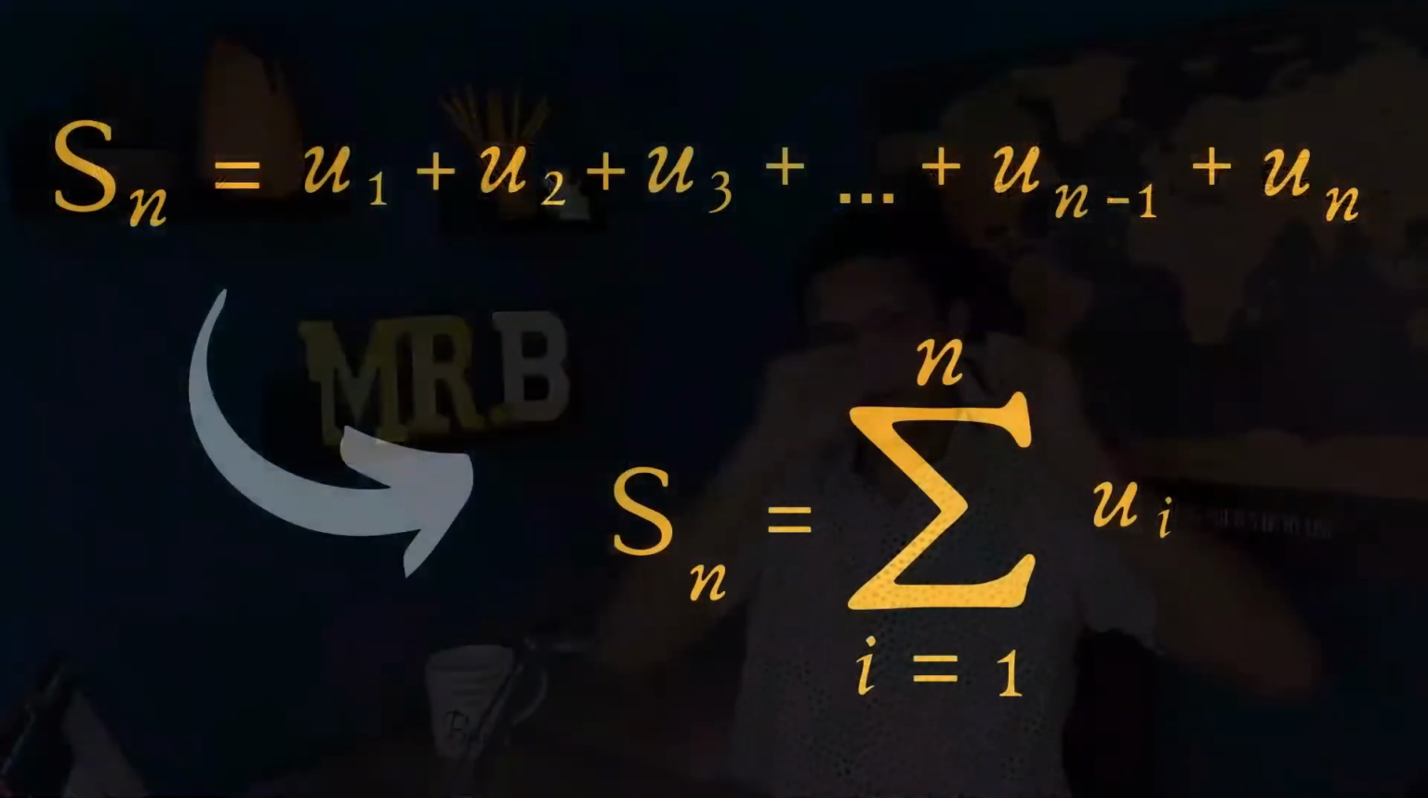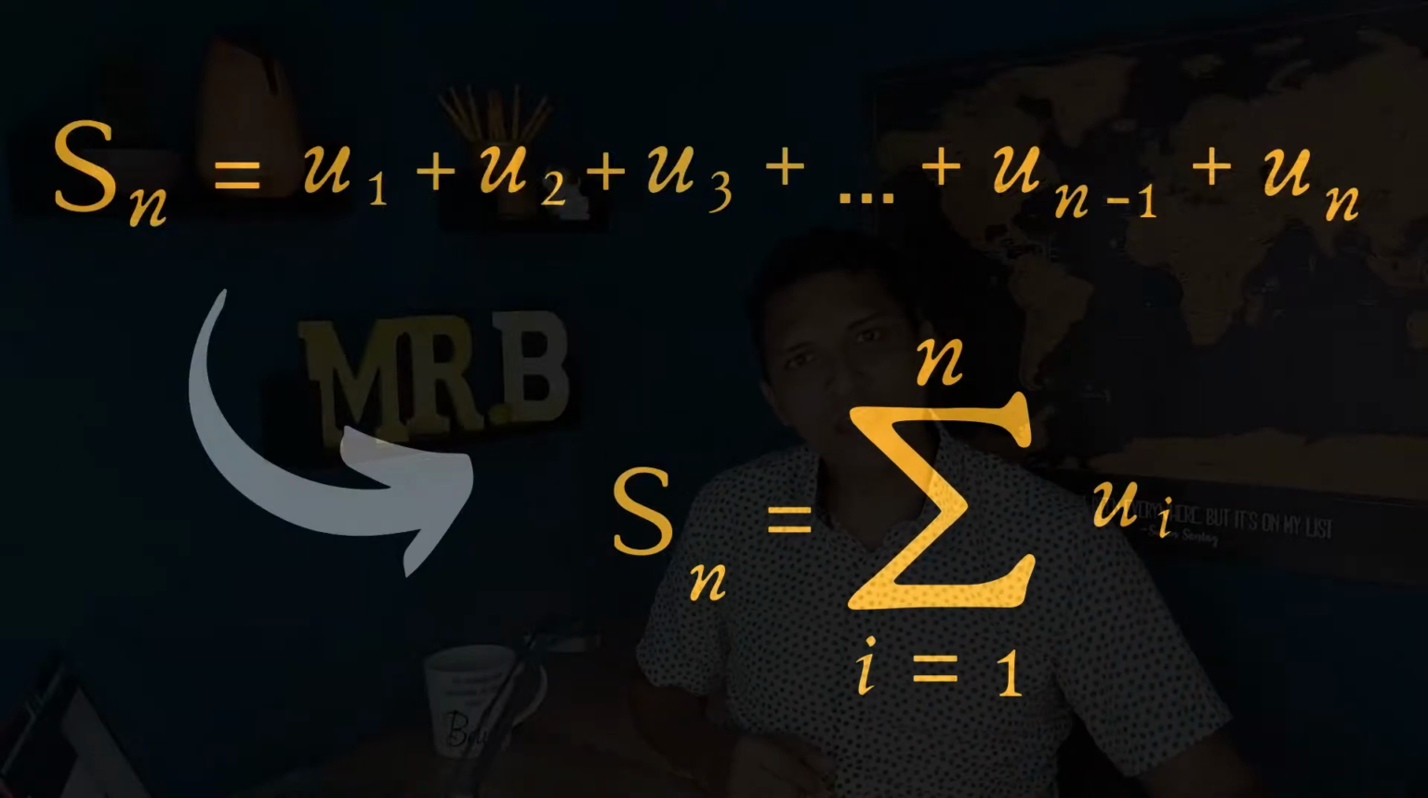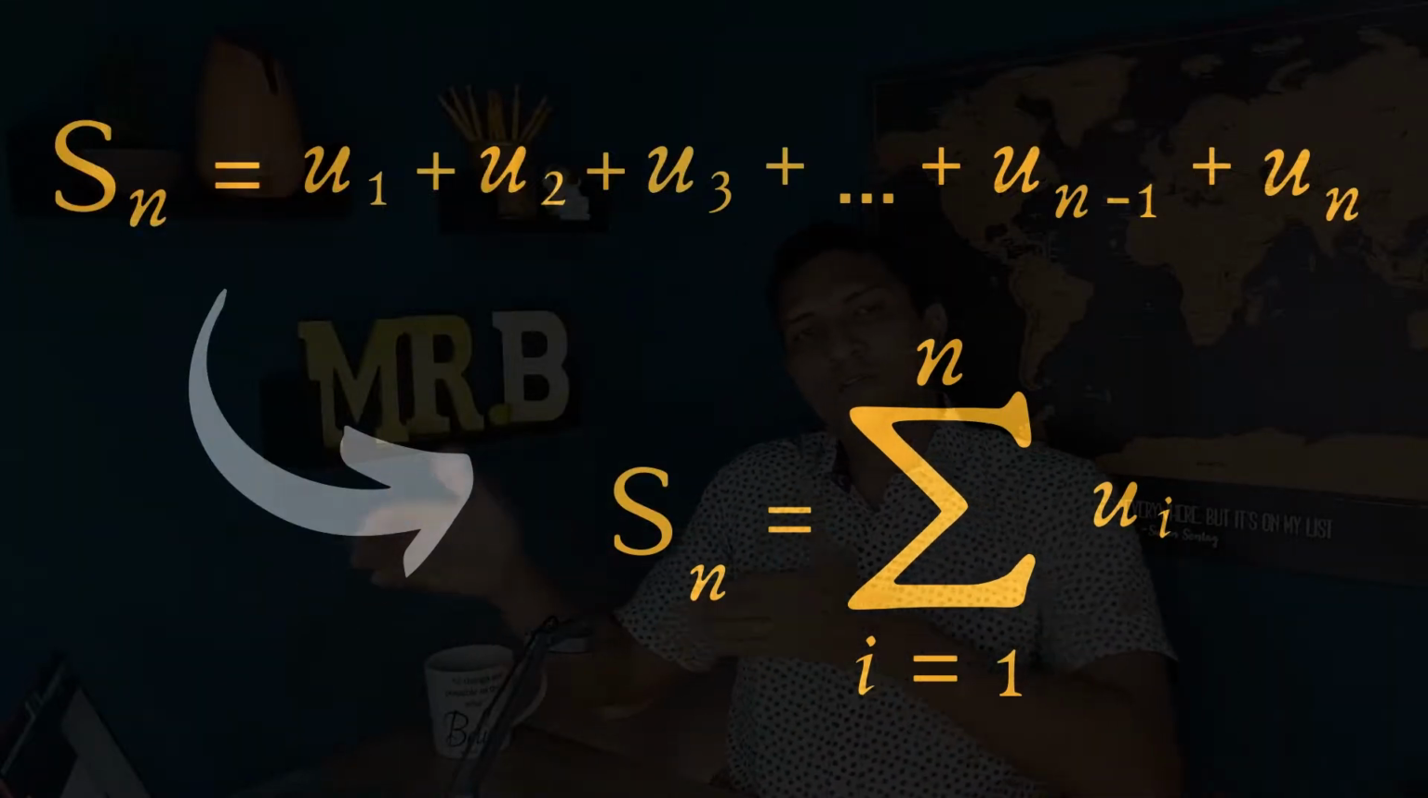But the notation is very difficult if we're going to write S sub 20 and we need to write U1 plus U2 plus U3. That is going to be complicated because sometimes we're going to have, for example, S sub 150 and we're not going to write all those numbers. So there is a notation that helps us to summarize this sum, and this notation is called the sigma notation. In other words, the sigma notation, what you're going to see right now here, is a summarized way to write the sum of a sequence.